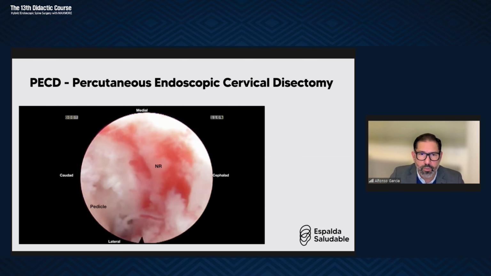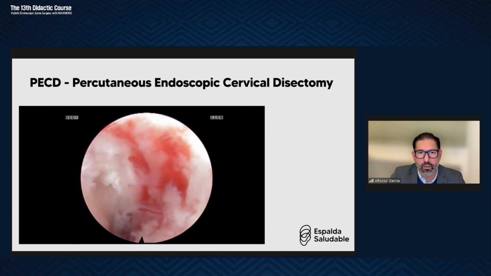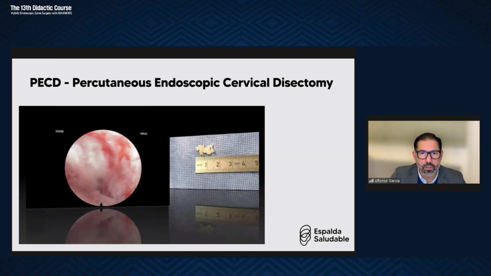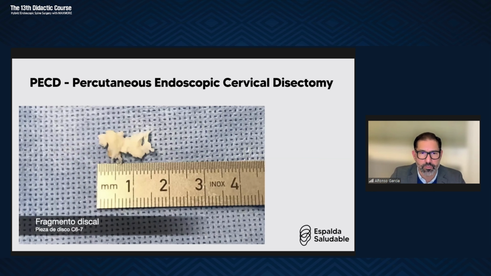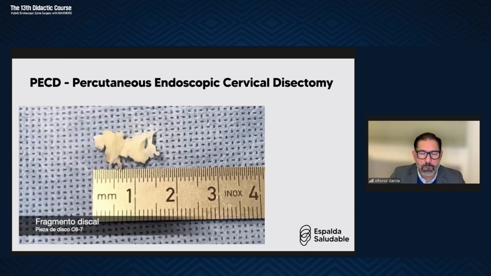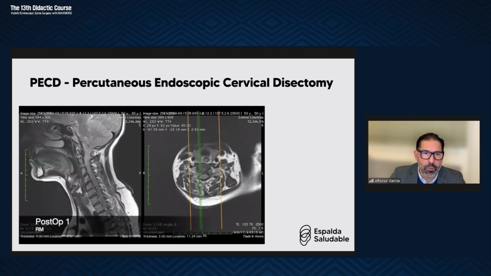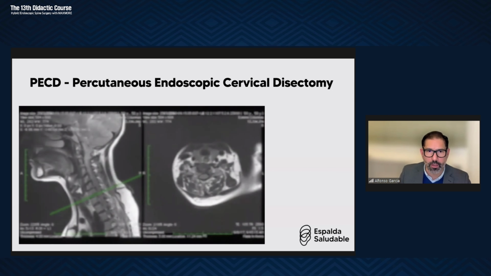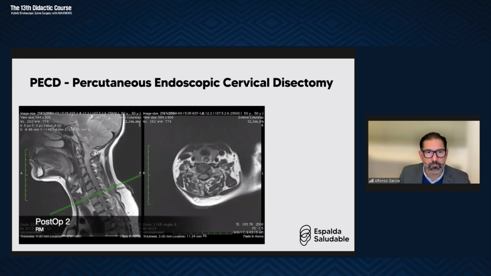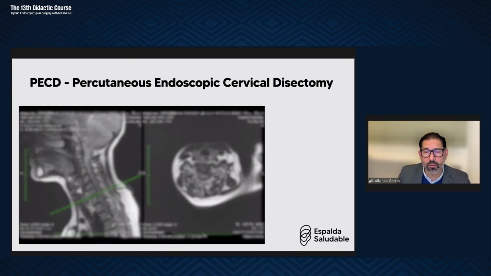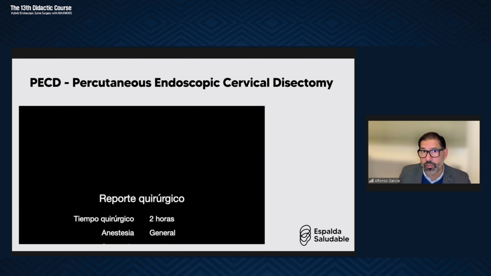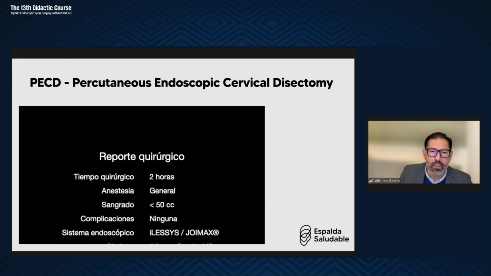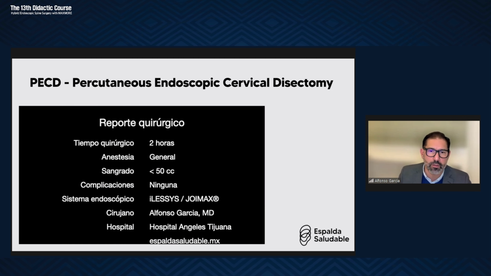Almost no bleeding. There's the nerve root, the pedicle, cephalad, caudal, lateral, and medial. So fully decompressed. This is the amount of disc removed. And the post-op fully decompressed MRI. The patient did very well. Four hours after the surgery, the patient was symptom-free, and she left the hospital the next day.